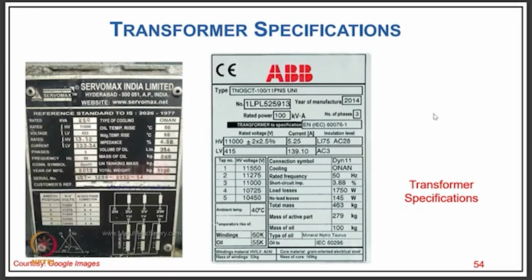This is typically the nameplate rating of a 100 kVA transformer manufactured by ABB. You have the tappings, how much the tapping voltage is, the voltage provided at different tappings, the load losses, the no load losses, and the total mass and active mass. You can even calculate the efficiency and see which standard it follows, along with the number of phases, all the data, and the type of cooling, all mentioned in the nameplate specification of the winding.